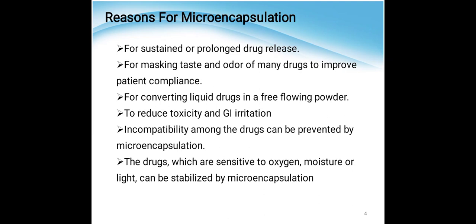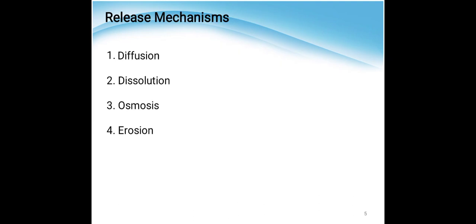In today's class, we are going to cover around 3 different bits. One is what the different release mechanisms are, that is, the different mechanisms by which the release of drug from microencapsulation takes place. Then, what are the different types of coating materials that are utilized for microencapsulation, and what are the desired properties that are needed for any coating material to be used in microencapsulation.